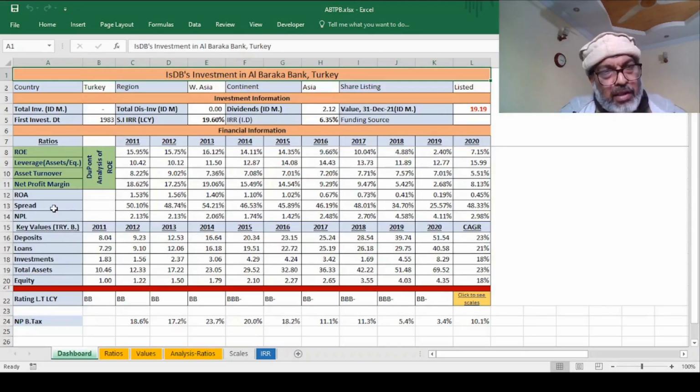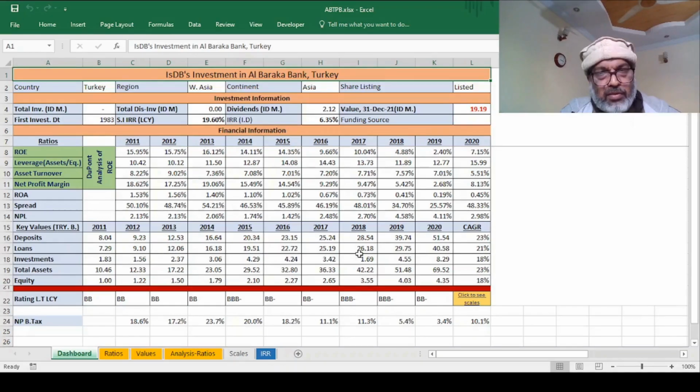And if the spread is higher, then it's good, and if it's lower, then it's bad. Like ROA, return on assets, higher is better. And there are other values like deposit strength. These have been abbreviated in the local currency and in millions. Here it is Turkish, probably Turkish lira in billions.